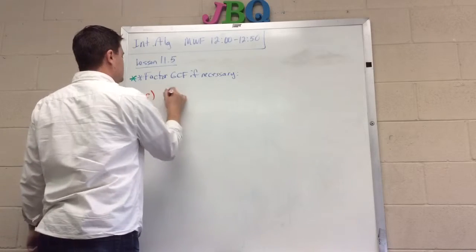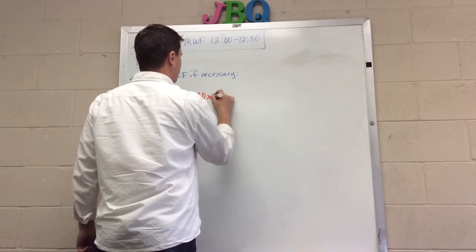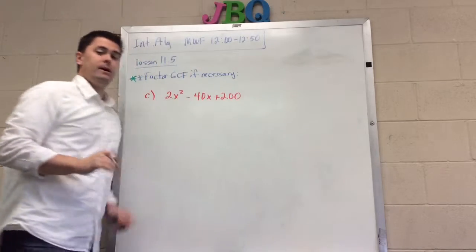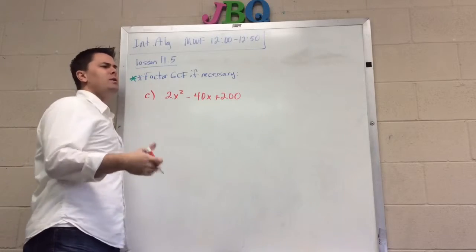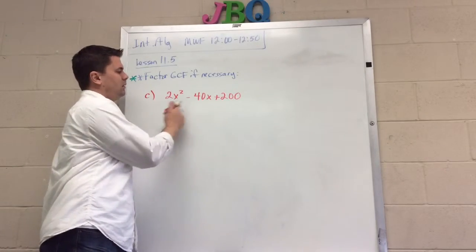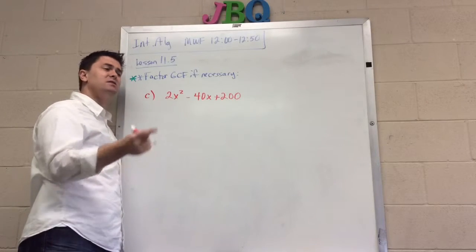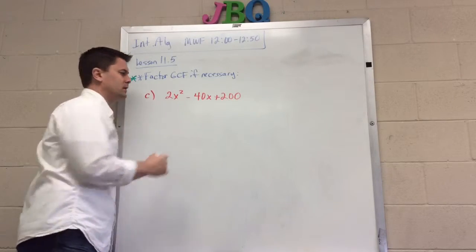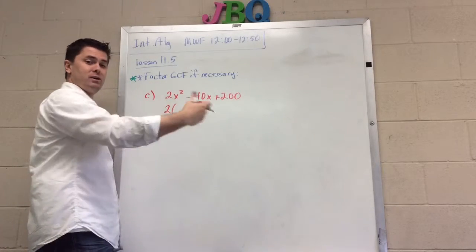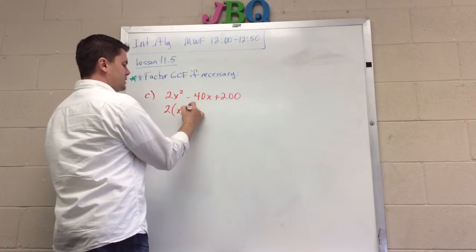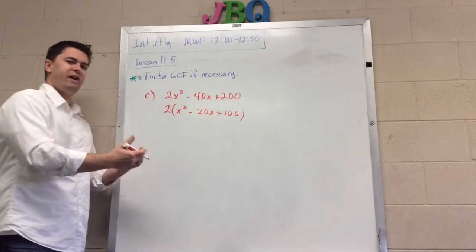We've got 2x squared minus 40x plus 200. Now, if necessary, factor out a GCF. This is in class where I would say, does anyone recognize the GCF? And we look through and we see that all the numbers are even. So the very first thing, the very first day we talked about factoring, is we factor out the GCF. We divide out a 2 from every term. So 2 times (x squared minus 20x plus 100). So we factor out the 2.